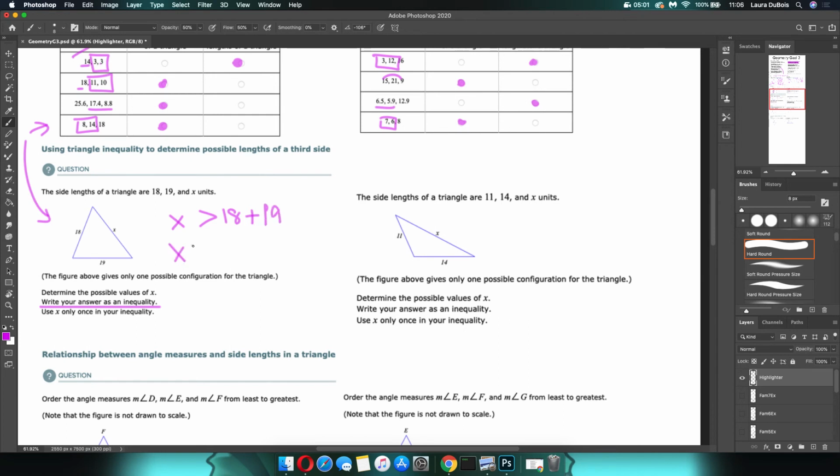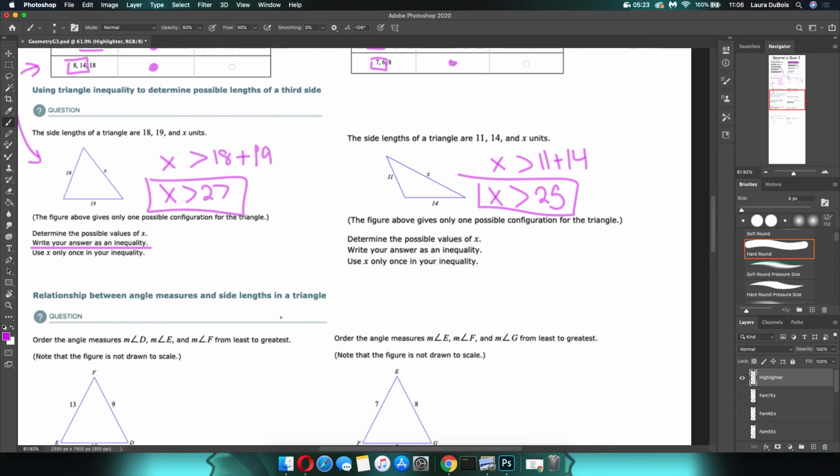So x has to be greater than 27, and that's going to be your answer. Again, it is going to be x is greater than 11 plus 14. And what is 11 plus 14? 25. And that's all you're doing. They word it a little weird. I can acknowledge that before you start screaming at me in the comments, but what you're doing is pretty simple.